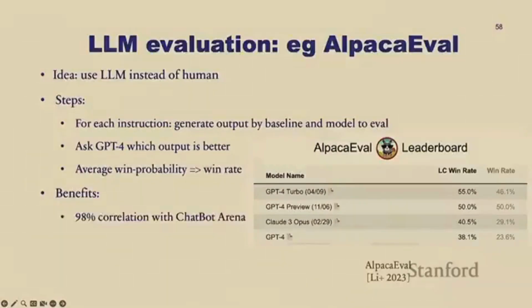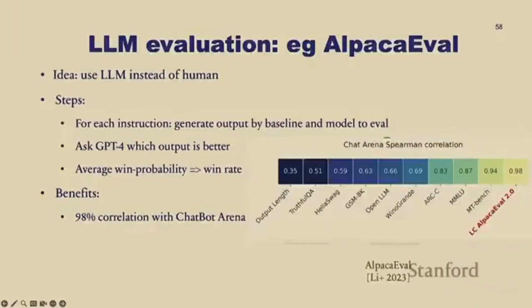The benefit of this is that we get 98% correlation with Chatbot Arena, so a very high correlation with humans. This is a comparison of correlation with other benchmarks, and it takes less than 3 minutes and less than $10 to run, so it's pretty cheap.